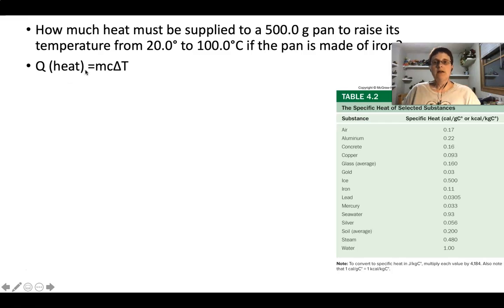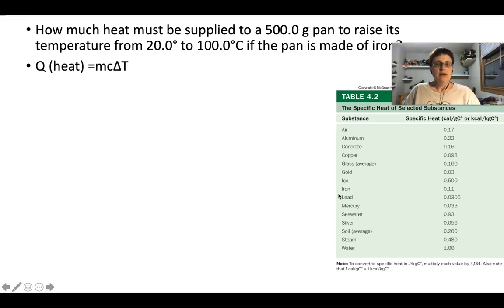So Q, or heat, is equal to mass times the specific heat of the substance times the delta T, or the change in temperature. So in the problem, we are given the mass of the pan, so 500 grams. We are given the temperature change, so 20 to 100. And if you are going to be given one of these problems, you will be given the table here for specific heats. That will include the materials that you need.